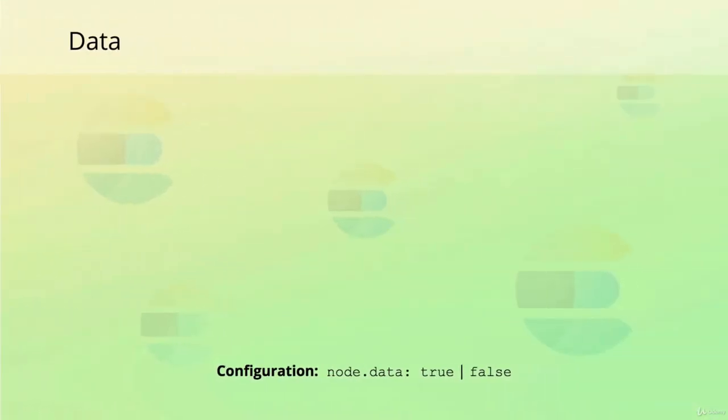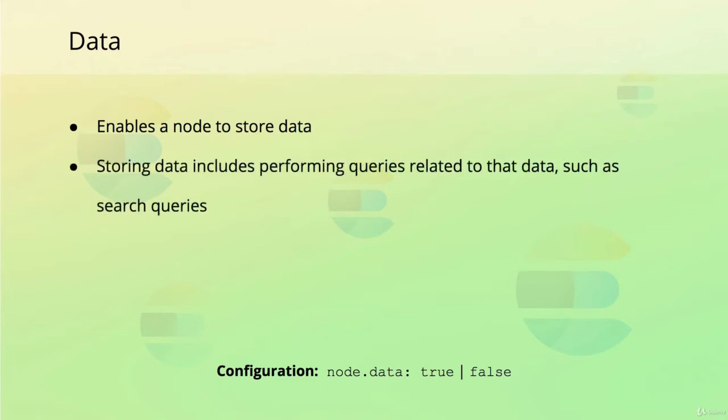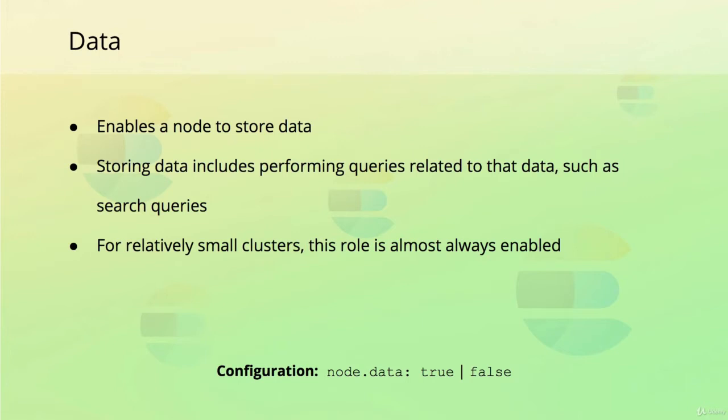Next, we have the data role. As its name implies, this role enables a node to store a part of the cluster's data. Not only that, it also performs queries, such as search queries and modifications of data. Storage of data therefore goes hand in hand with serving queries that are related to the stored data. A node will typically have this role, especially for small to medium-sized clusters, but a node won't store any shards if this role is disabled.